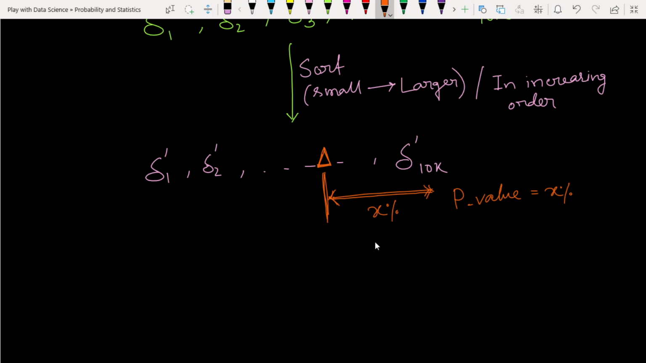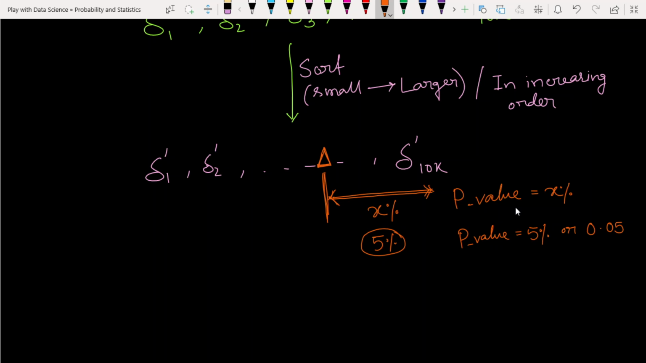Similarly, suppose among all the 10k points, only 5% of the points are greater than this capital delta. Then we can conclude that our p-value will be 5%, or the p-value will be 0.05. Okay, I think you got some idea how these things are actually calculated.